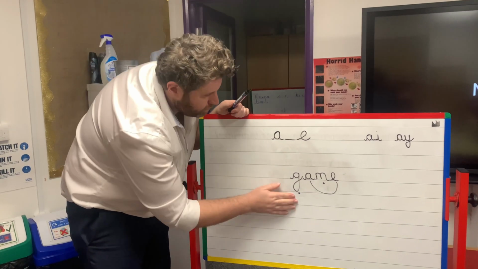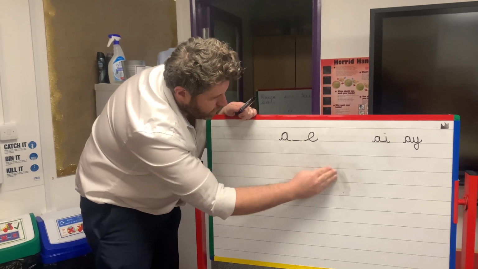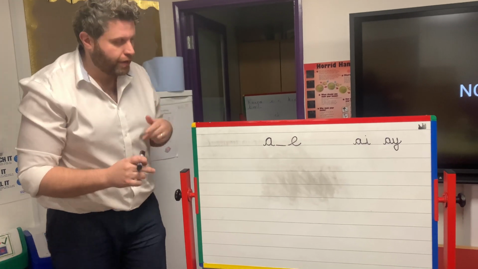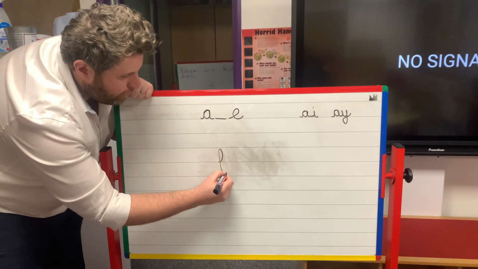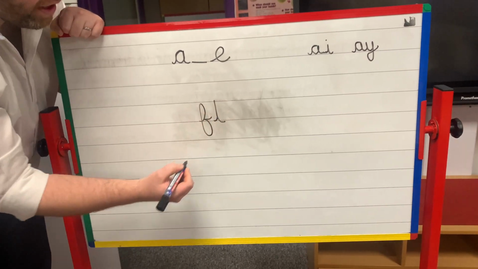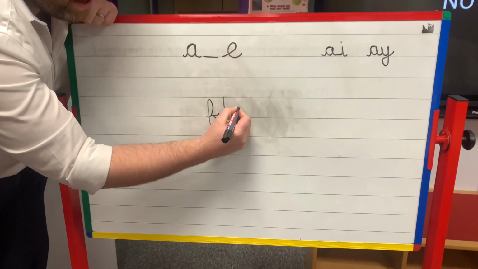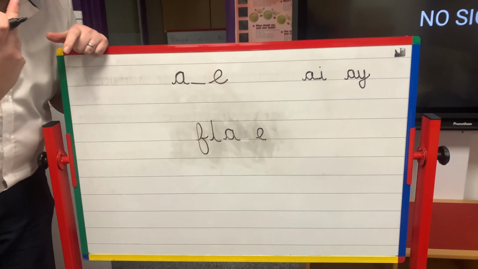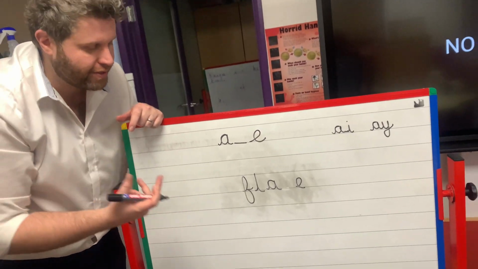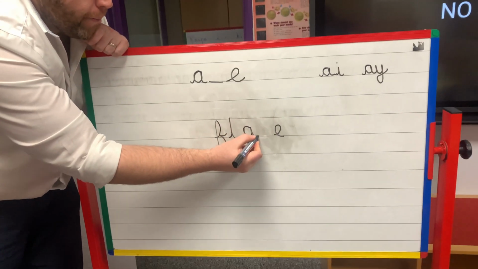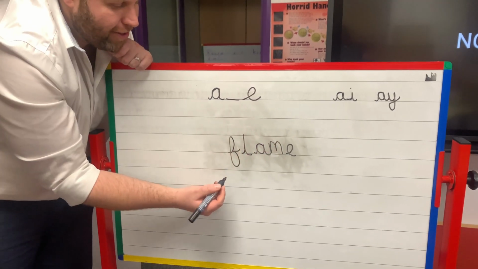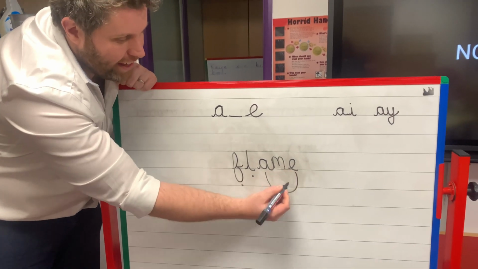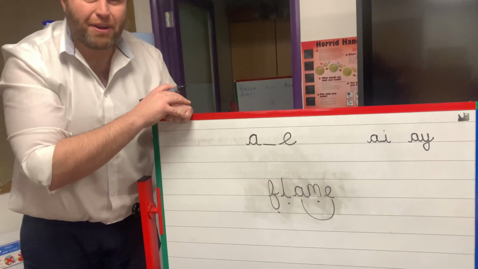Should we have another example of that? Let's have a look. What if I was to write the word flame? I would need my A. So I'm going to have my A. Again, I've left that space. Isn't that strange? It doesn't feel right, does it, to do that? So when I read it, I'm going to say A. Now I know that's really bizarre.